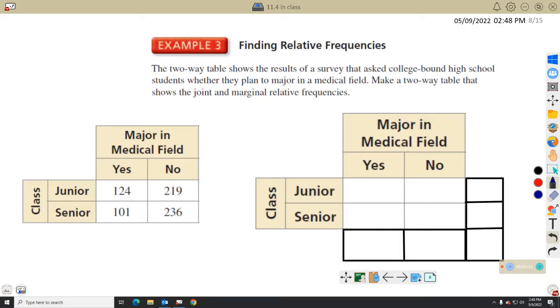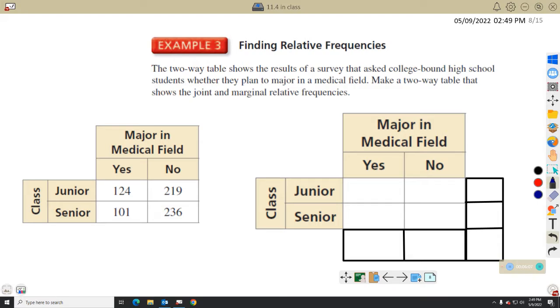Let's take a look. So over here, we have that same two-way table about major. Oh no, I'm sorry. This is a different one. The other one was about a data plan. This is different. So we have just this raw data here. They asked kids that were either juniors or seniors whether or not they were going to major in a medical field in college, and these are the joint frequencies.